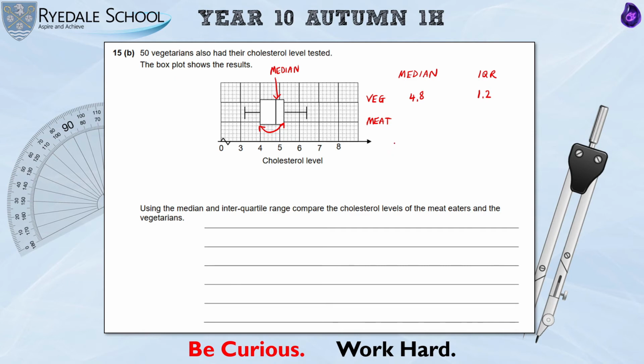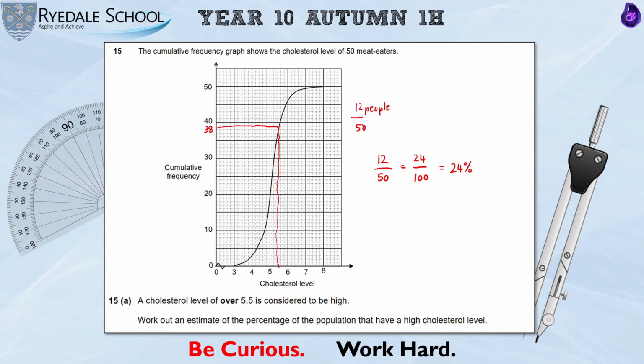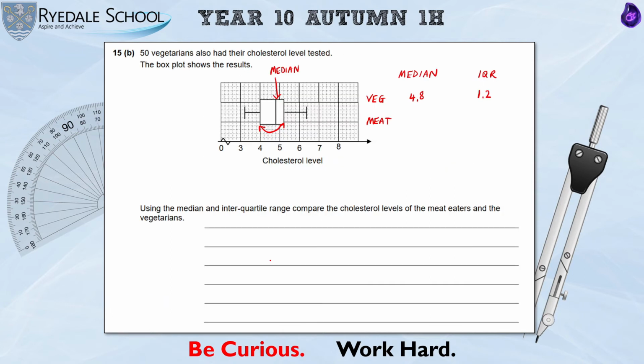So let's go back and have a look at the cumulative frequency graph. So remember, this is 50 people. So the median is at 25. So reading that across, reading that down, that looks to be about 5 and not even one little square, half of the square. Well, that will be 5.1. Okay, so 5.1 is the median for the meat eaters.